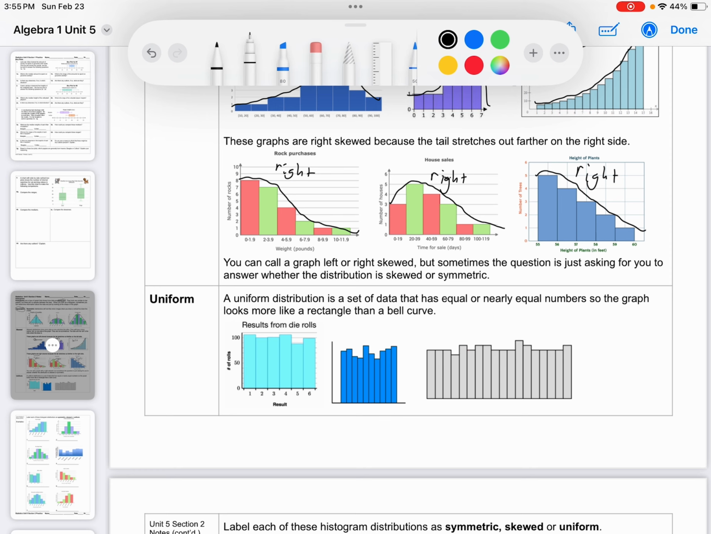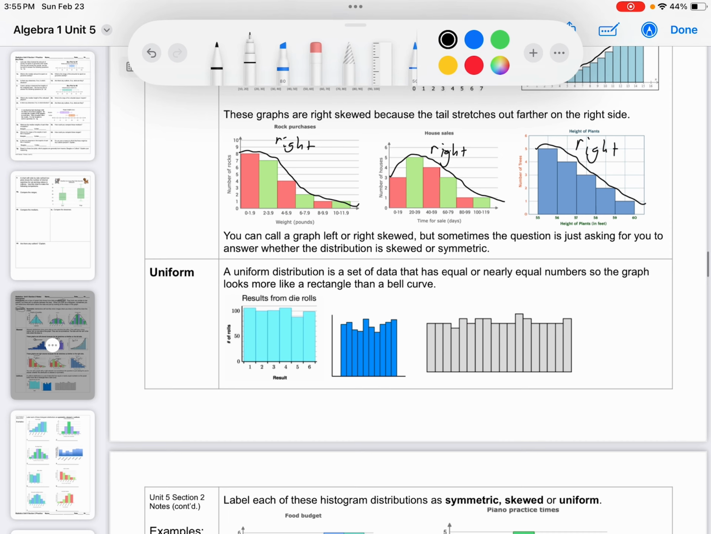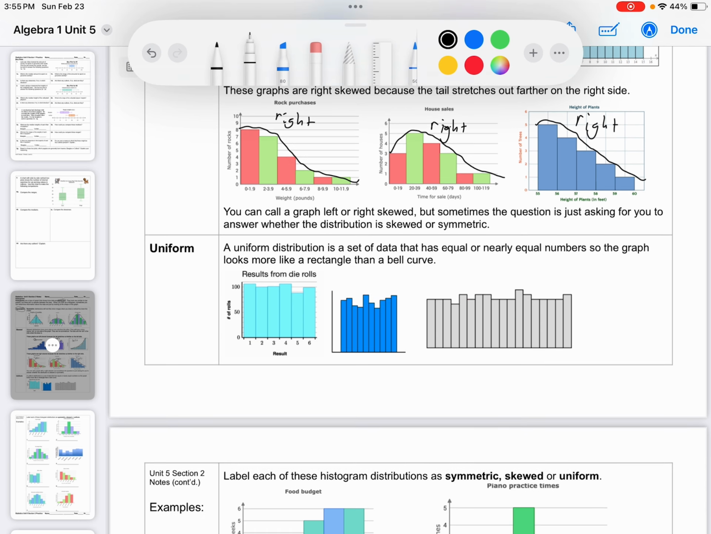A uniform distribution is a set of data that has equal or nearly equal numbers, so the graph looks like a rectangle rather than a curve. And so if it's uniform, that means that it's more or less going to all be the same height. It doesn't have to be exactly, but it's pretty close to just all being the same height, like these ones here. So these ones would be called uniform.